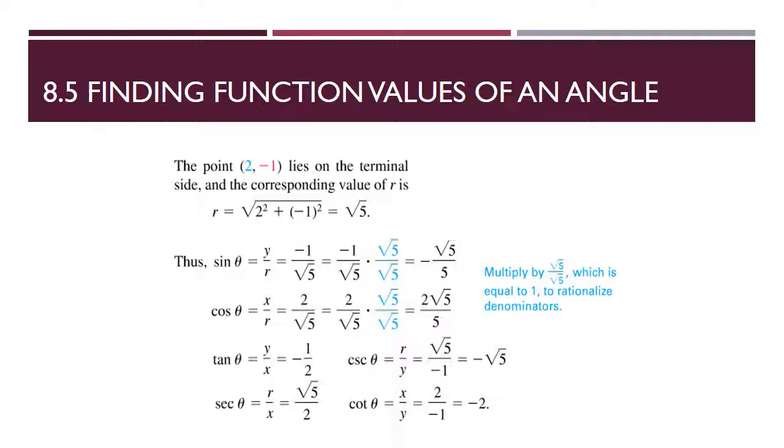Using our formula for r, we get the square root of 5. And then solving, we have y over r is -1 over the square root of 5. We want to rationalize that denominator, so we'll multiply the top and bottom by the square root of 5 and get negative square root of 5 over 5. Do the same for cosine, only it'll be 2 over the square root of 5. And then tangent is going to be y over x, so it's just going to be -1/2. And then do the reciprocals. For the reciprocals, you can actually go back to what you got before you rationalized the denominator.